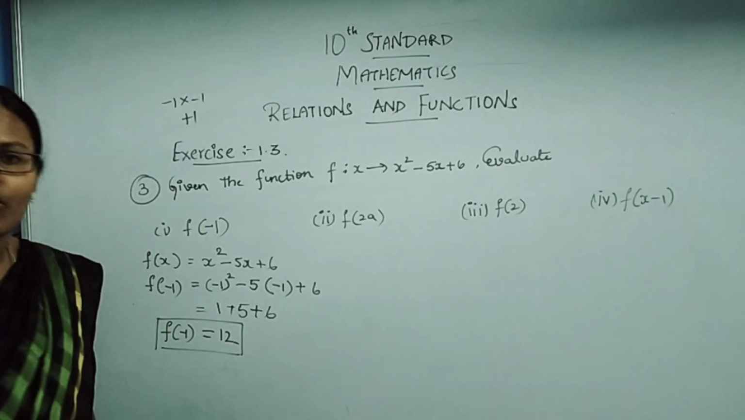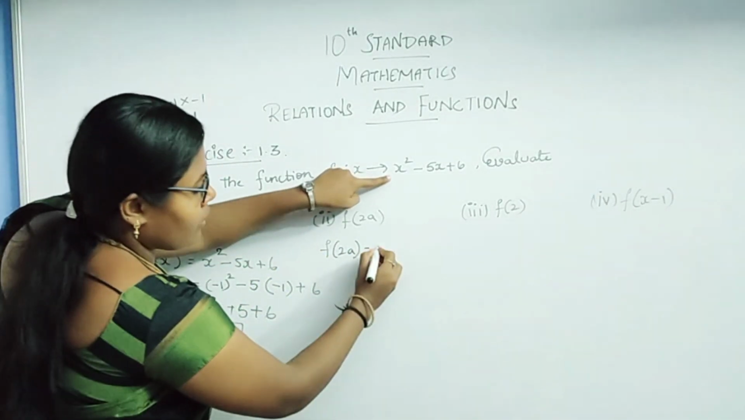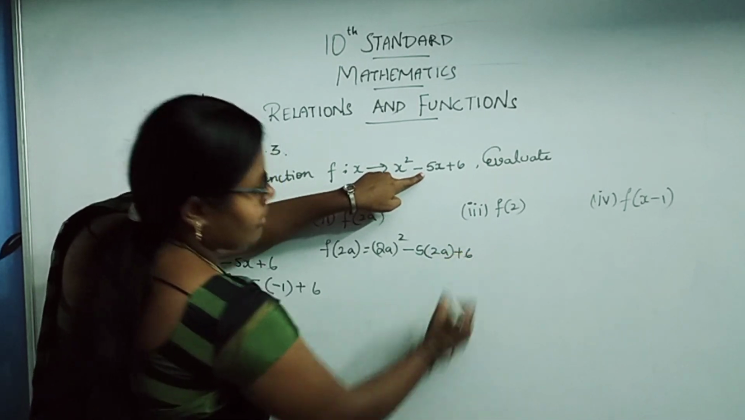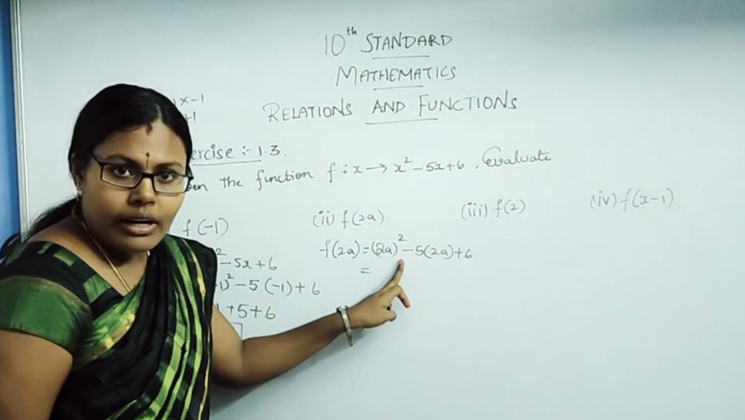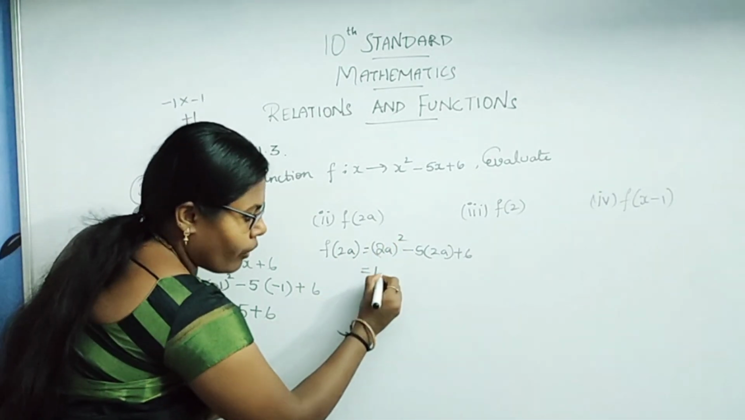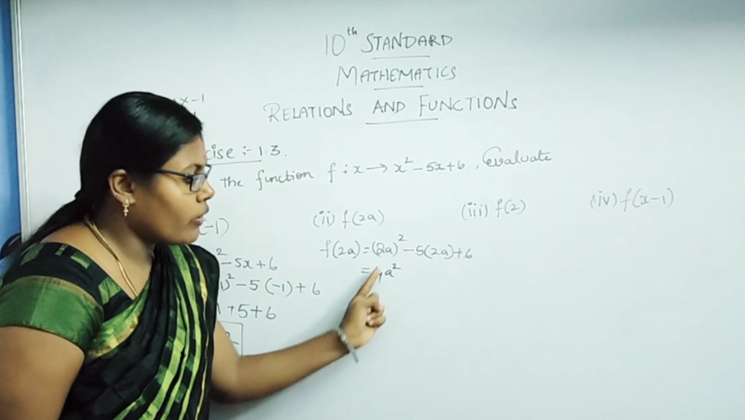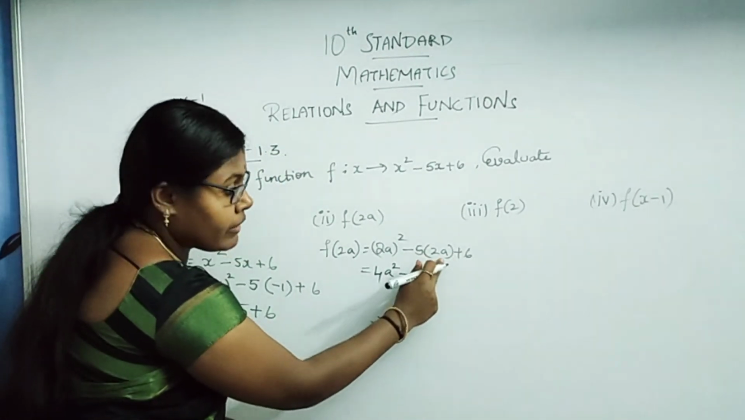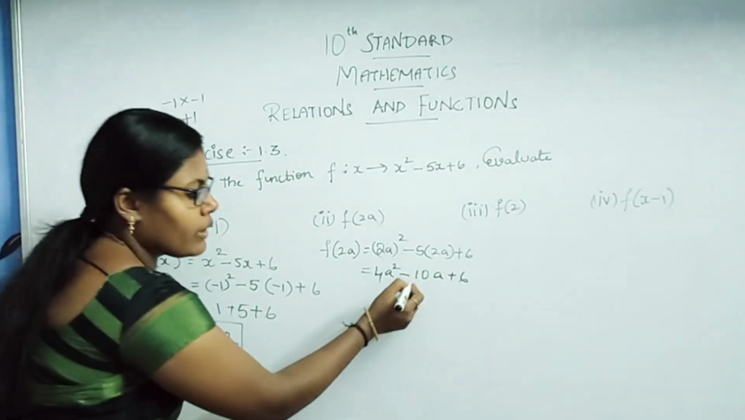Hope you understood. Now next, 2a. In the place of x you are going to substitute 2a. So f of 2a is equal to 2a whole square minus 5 into 2a plus 6. This square belongs to both 2 and a. First 2 square is 4, then a square, so this is whole square, remember. Next, minus 5 2s are 10, one variable you have there, so a, plus 6. Is there any further possibility? You can't do anything there, so that will be your answer.